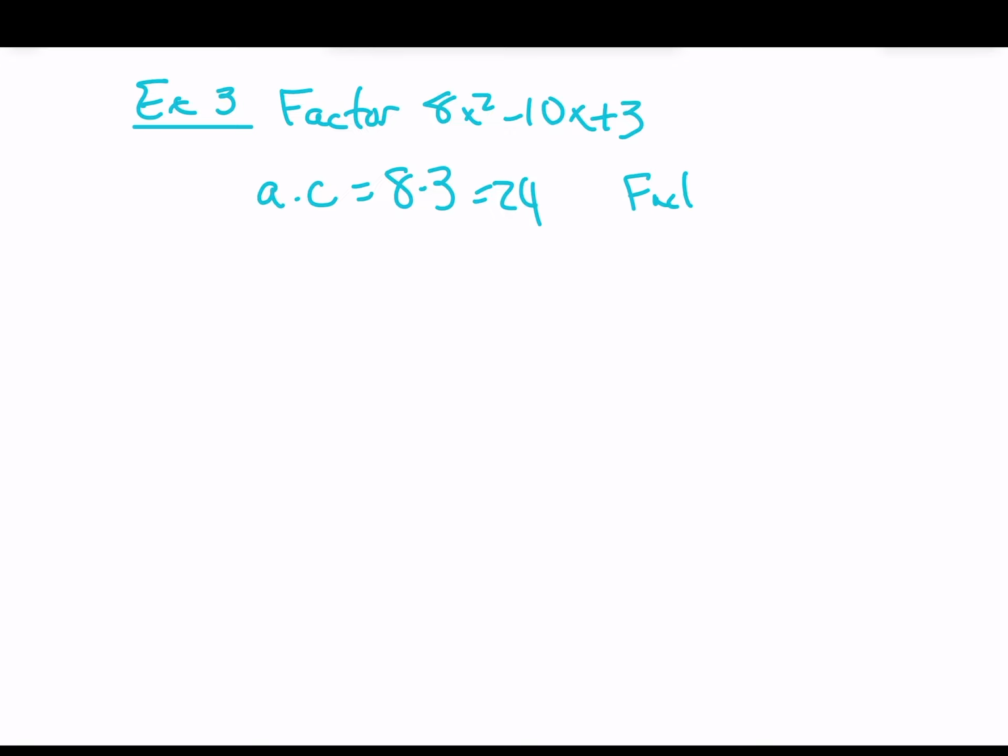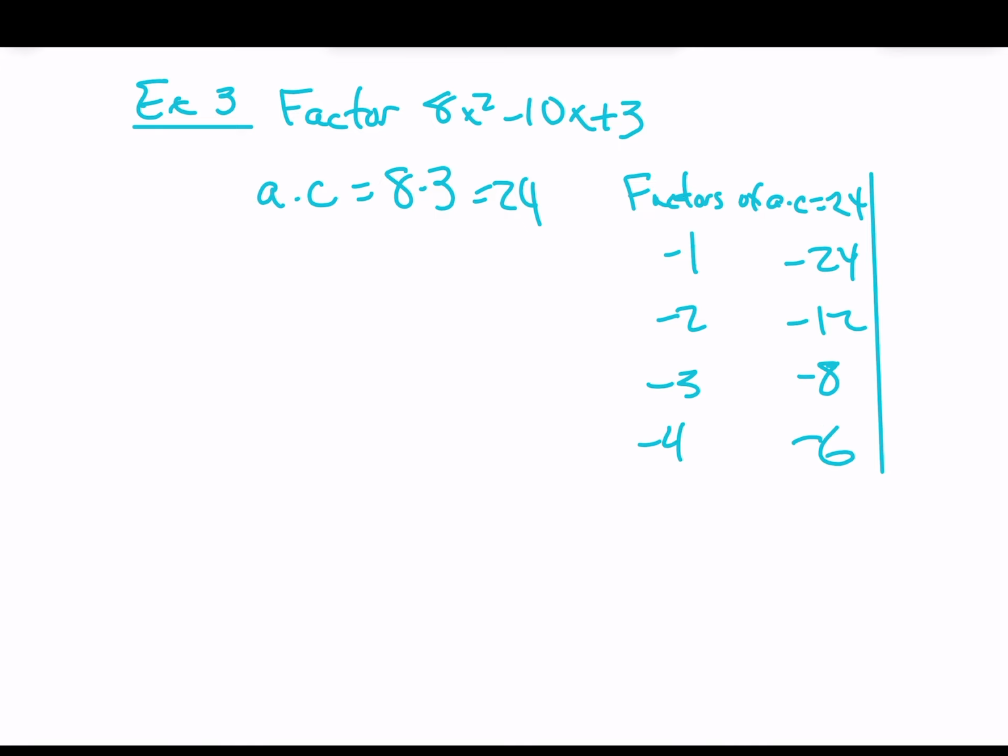Our A times C in this case is 8 times 3, which is 24. So we want to find the factors of A times C equal to 24 that sum up to give us negative 10. Since the 3, our C, is positive, both of our factors either have to be positive or negative. Since our B is negative 10, both factors have to be negative. So we have negative 1, negative 24, negative 2 and negative 12, negative 3 and negative 8, and negative 4 and negative 6. All of those are factors of 24.